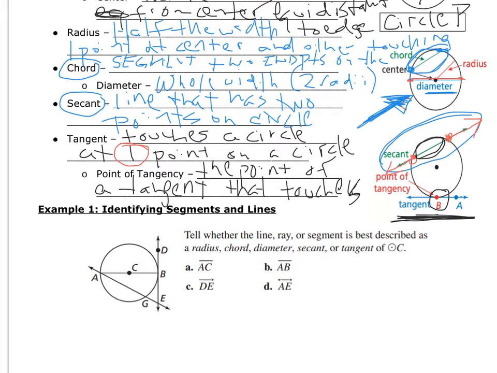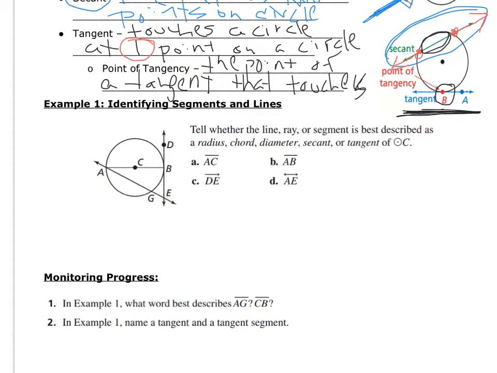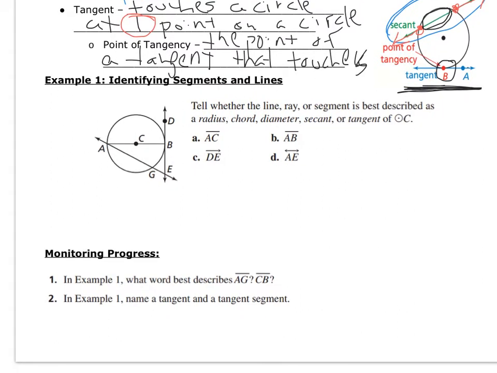Okay? So we're going to identify, we're going to do some of this together, but in the directions here, in example 1, it says identify the segments of lines. Tell whether the line, ray, or segment is best described as a radius, a chord, a diameter, a secant, or a tangent of circle C. Notice how they named circle C. They named it with the little symbol of a circle, and then the letter C, because that's the center.